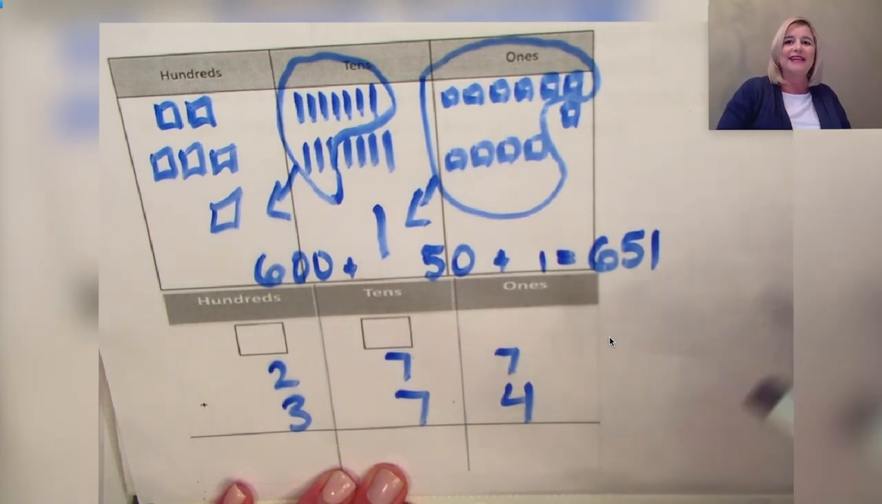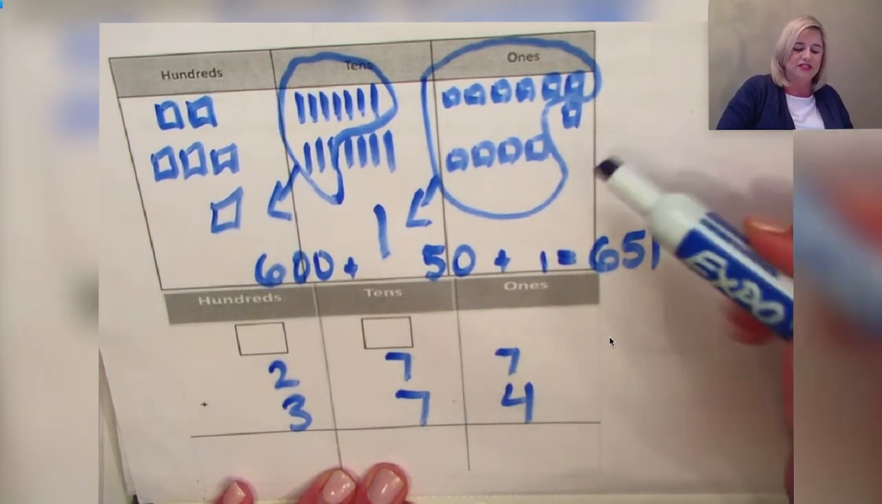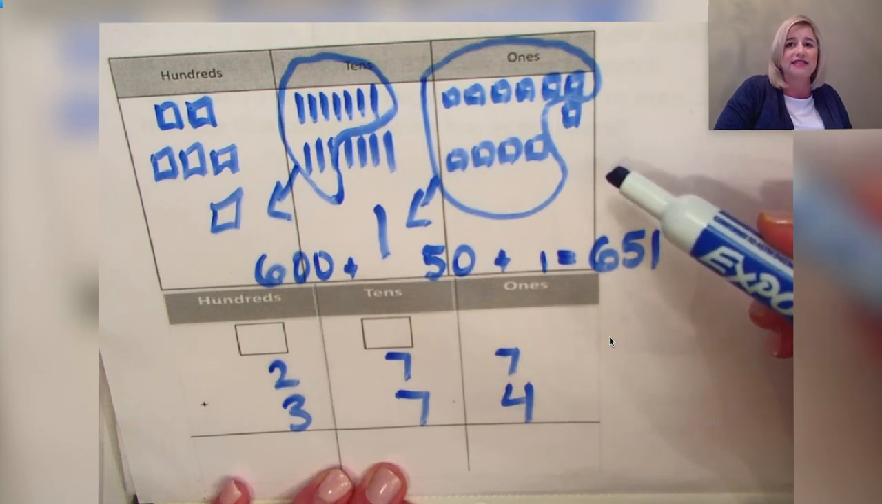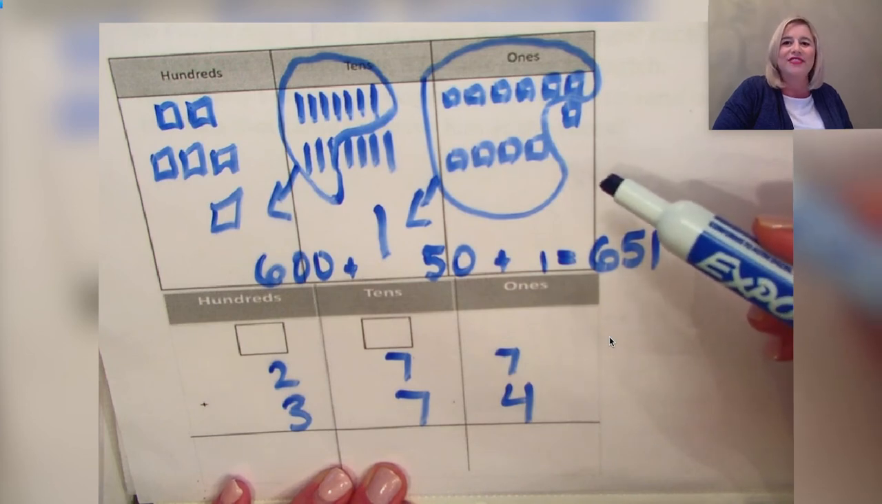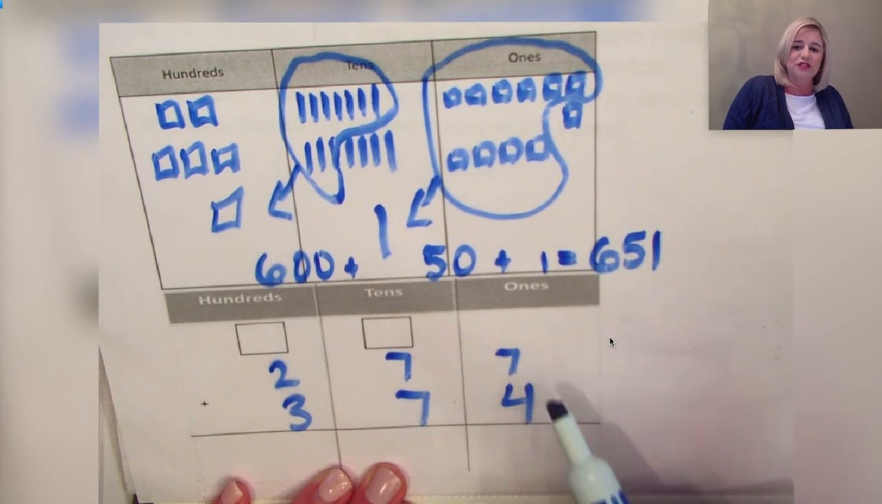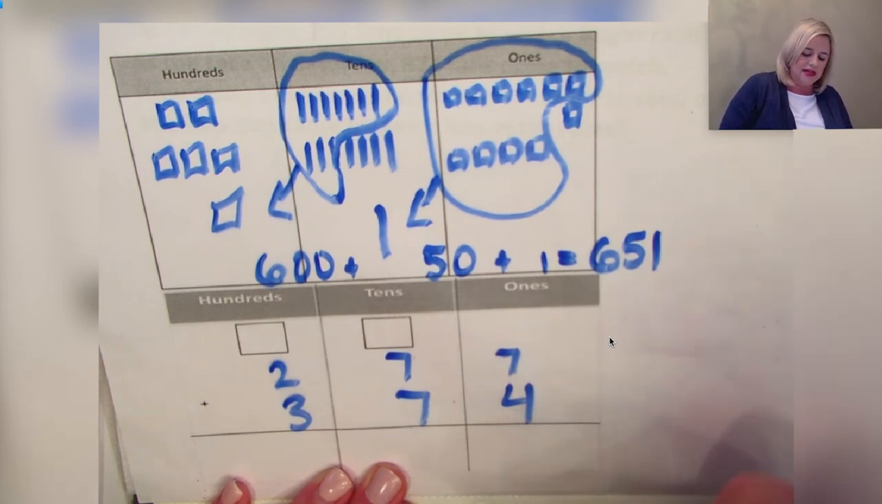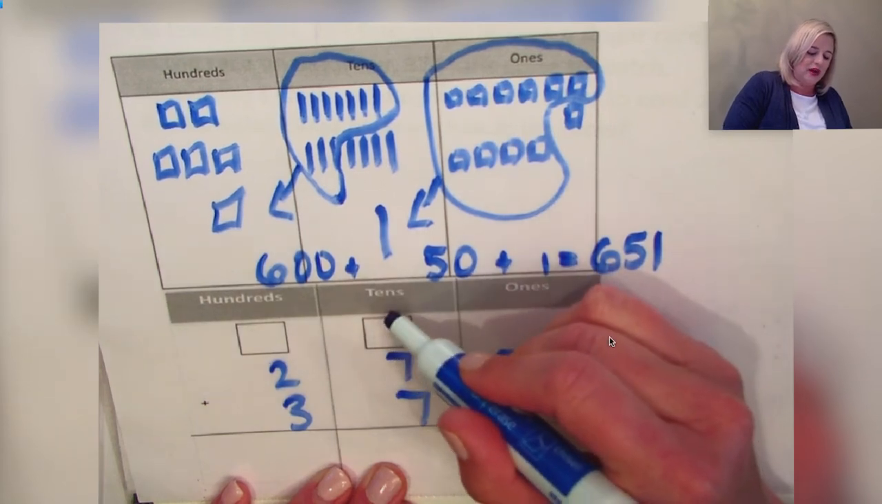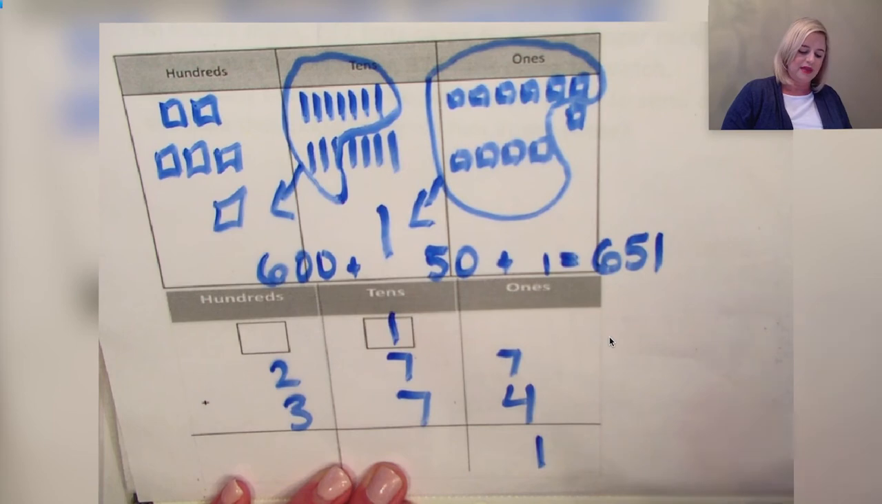In my model, I had to add 7 ones plus 4 ones, as you can see here, and that equals 11 ones. I regrouped and traded 10 ones for 1 ten, and then I had to move it to the tens because I know 7 plus 4 is what? 11. So I have 1 left over, and I'm going to move the 10 rod over here. That's just like the 10 rod.